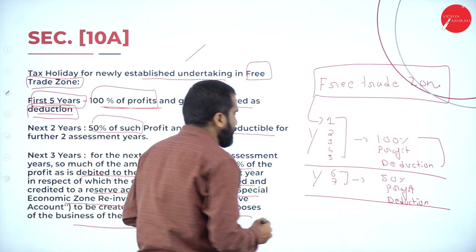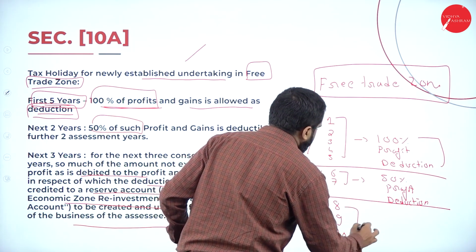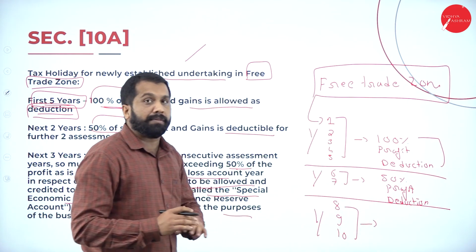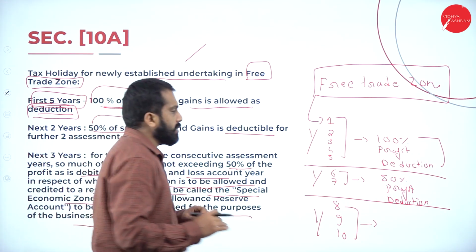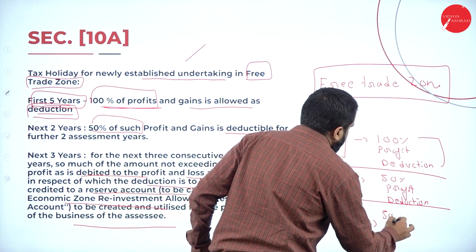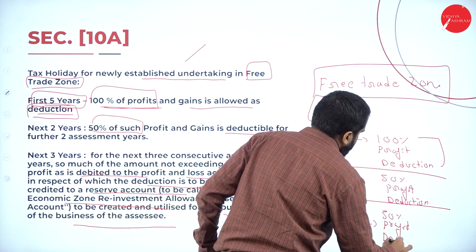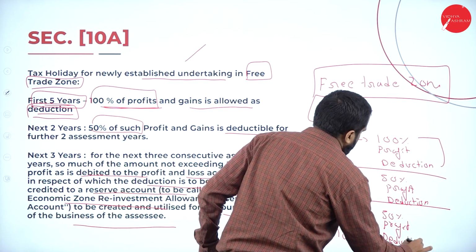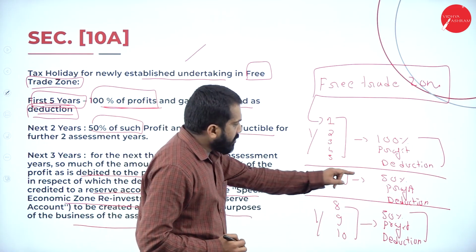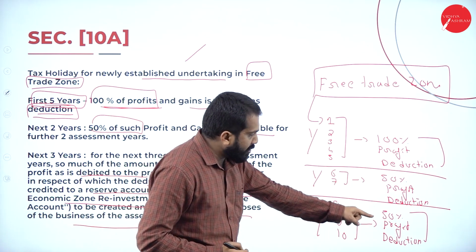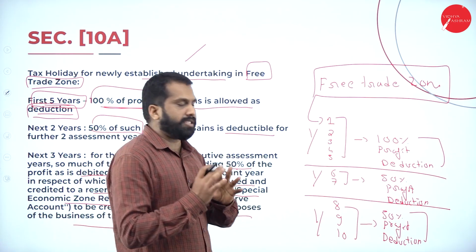What about last 3 years? 8, 9 and 10. These 3 years, they will not give you deduction. It is deduction only. But what you are supposed to do? Up to 50% profit deduction. What is the difference between this and this one? Here also 50% deduction. Here also 50% deduction. Then what is the difference? The difference is very simple.